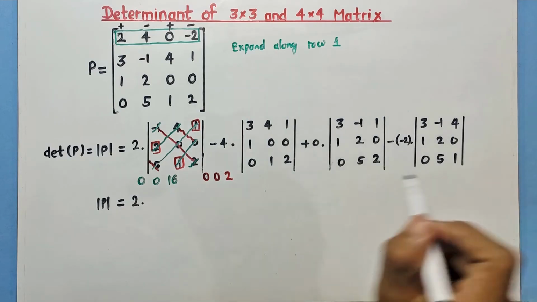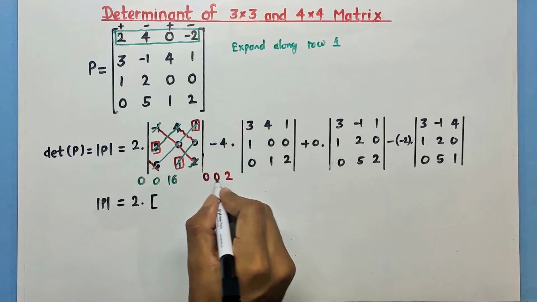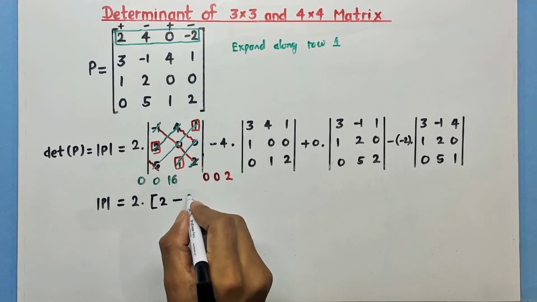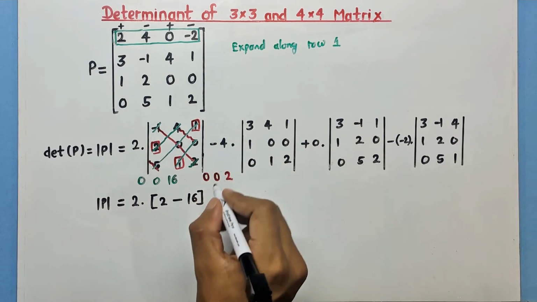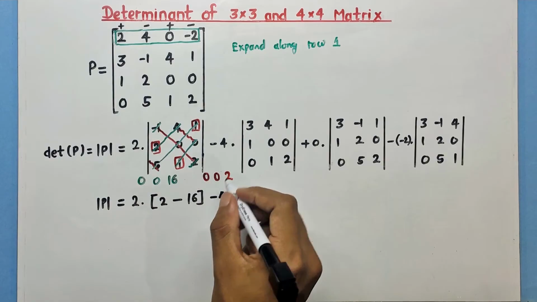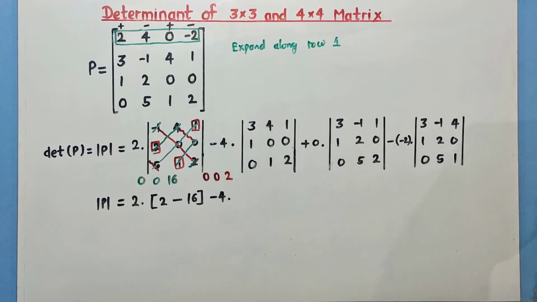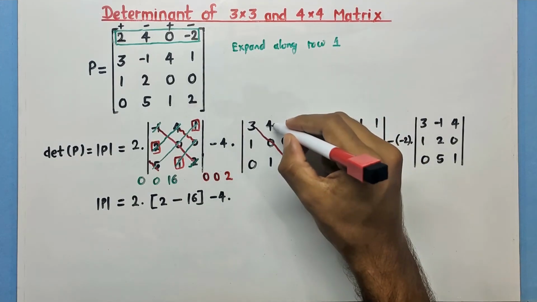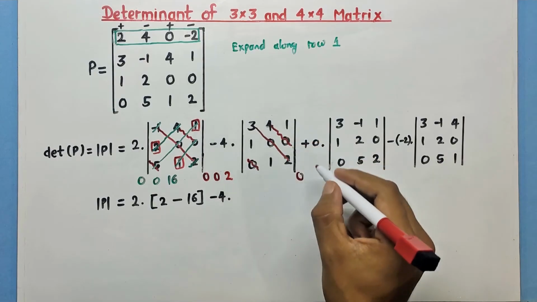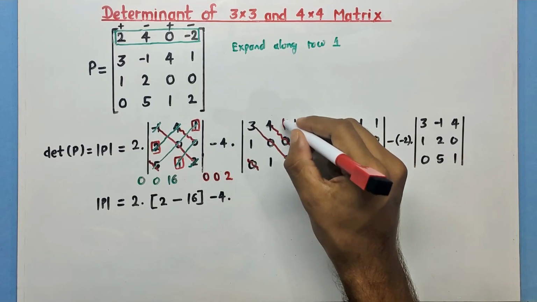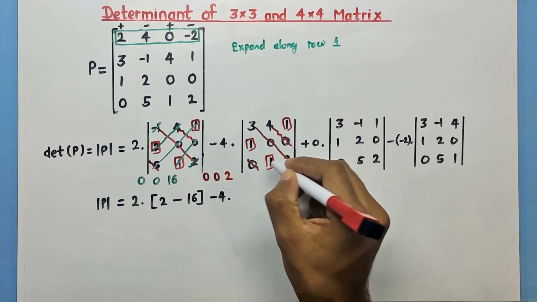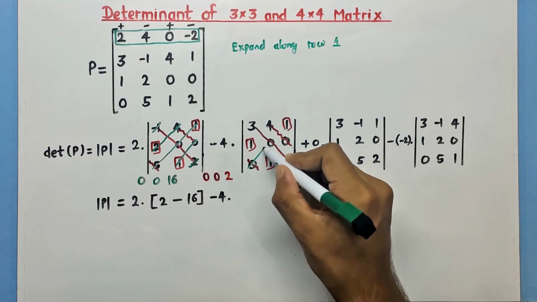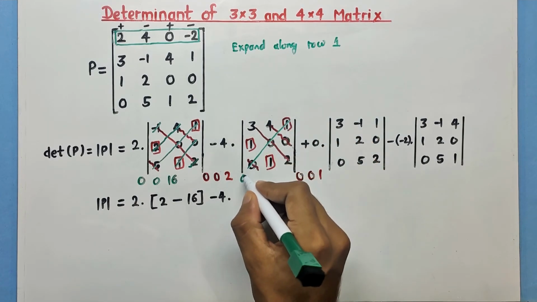So we'll have the summation of this will be 2, minus the summation of these green numbers, that is minus 16. Next we have minus 4 times, let's find the determinant of this matrix. The multiplication of this diagonal will be 0. Multiplication of this diagonal will be again 0, and the multiplication of this diagonal will be 1. Next, the multiplication of off diagonal elements will be 0 times 1, that will be 0.